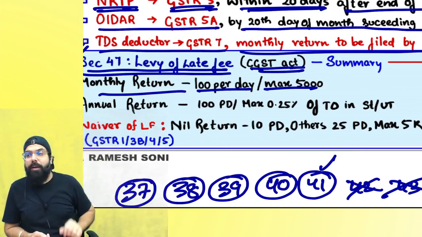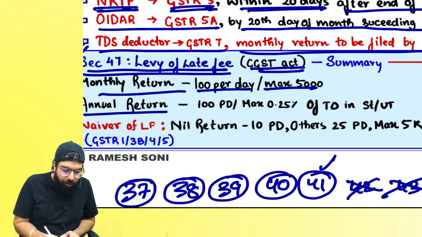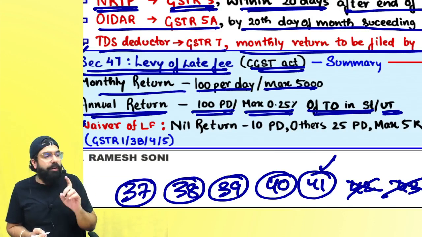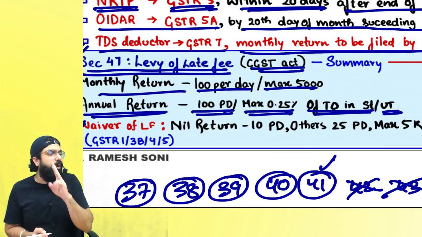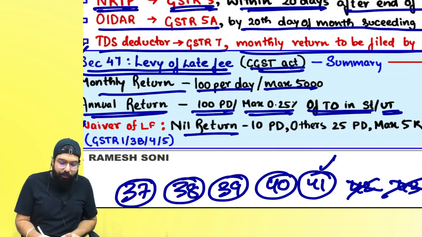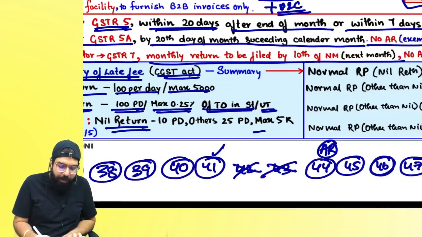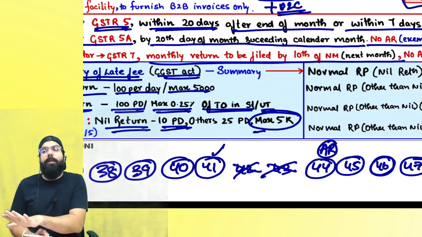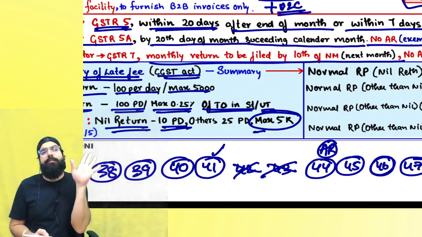Similar amount under CGST Act, SGST Act also. Annual return rupees 100 per day, maximum is 0.25% of the turnover in state or union territory. However, later a waiver was given for GSTR 3B, GSTR 1, GSTR 4 and GSTR 5, where they told if you are filing a nil return, it will be 10 rupees per day up to a maximum of 5,000 under CGST and 10 rupees per day under SGST Act, maximum 5,000 rupees.